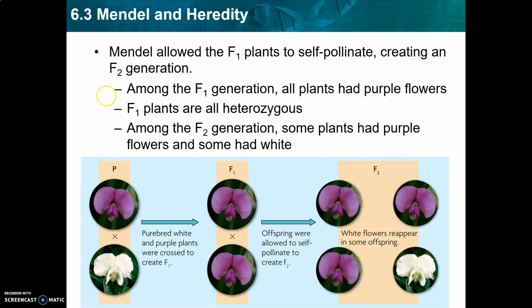So here's his experiment summarized in this really handy diagram. Two purebred parents, purple and white, were crossed together to make these offspring. We know that these are heterozygous. Mendel called them hybrids because they were a mix of two purebred plants.